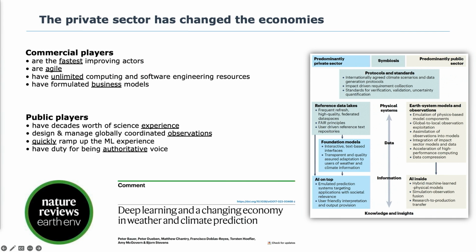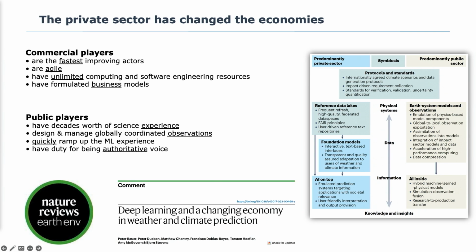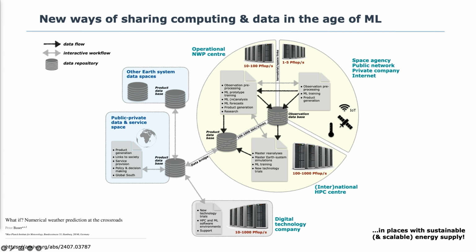We now have commercial players that tend to be fast, they're agile, they have, from our perspective, unlimited resources, and they have actually a business model. We come with other qualities, but we need to rethink who owns what or should own what, and where we should really collaborate to make this work. Not only be fast and efficient or effective, but also where we can actually really make data open, where we can democratize science and something like weather, with enormous societal impacts.